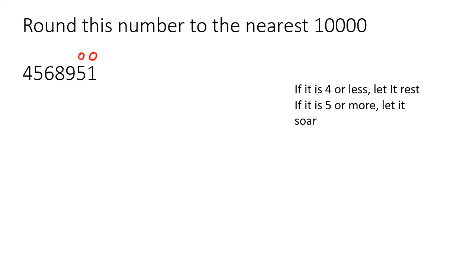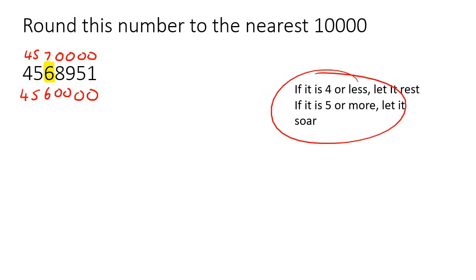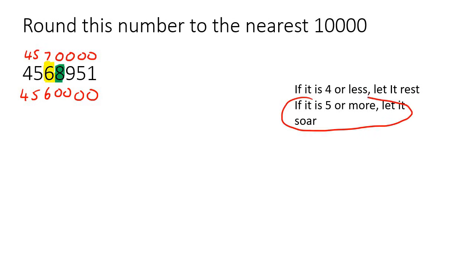Round to the nearest 10,000. Okay, so 0, 0, 0, 0, 1. So that's the 6 over here. So we highlight the 6, and then we have two options. Either it's going to go up, or it's going to stay as it is. So now to find out what's going to happen, we use this, but we first need to look at the number on the right. So the number on the right is an 8. So that fits into this category. If it is 5 or more, let it soar. So let this number 6 go up, and so this will be our final answer, not this one.